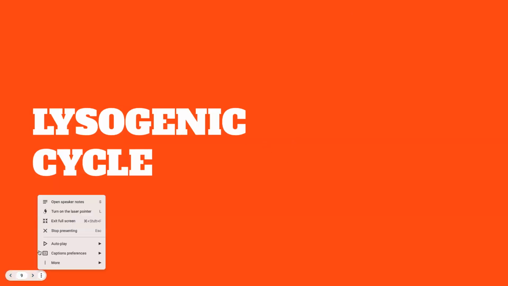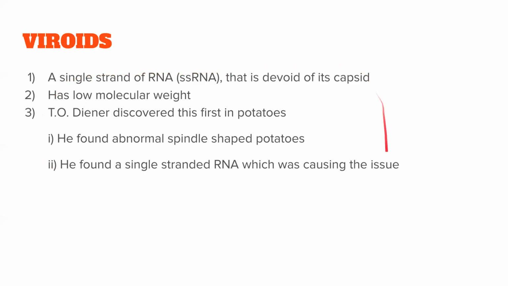So that was the lysogenic cycle. What we have next is viroids. What exactly is a viroid? A viroid is a single strand of RNA. It's single-stranded RNA, ssRNA, that is devoid of its capsid.